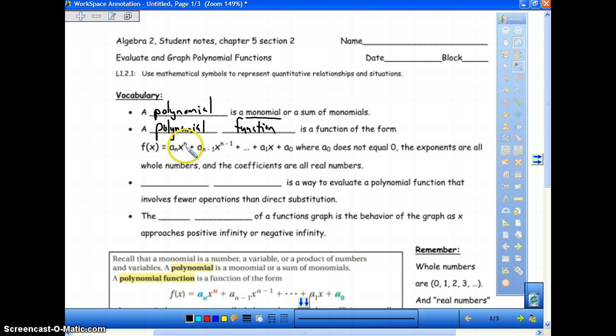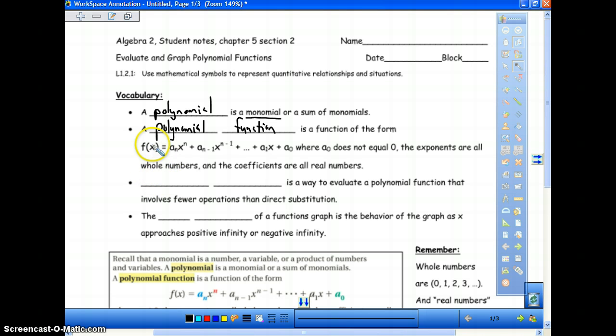And then every exponent, we basically have different exponents. So like if this is to the 4th power, then the next one will be to the 3rd power, etc., all the way down. Now that doesn't mean that we have to have a term with every single power. It just says that's what the form is. And your a sub 0 will not equal 0. And all of the exponents have to be whole numbers, which means they have to be 0 or higher: 0, 1, 2, 3, 4, 5, and they have to be real numbers. So that's the definition there.